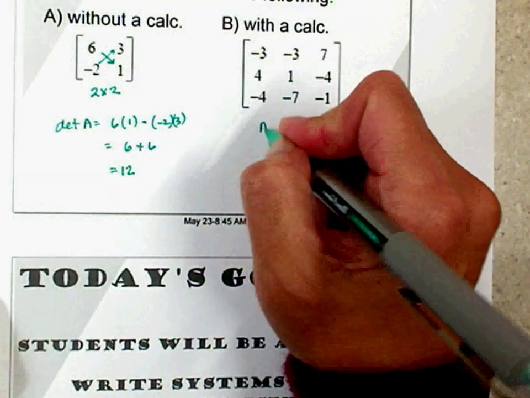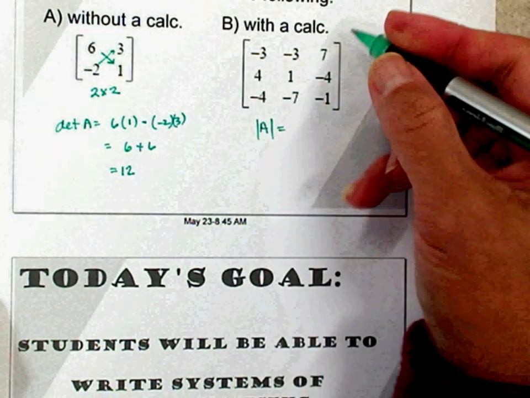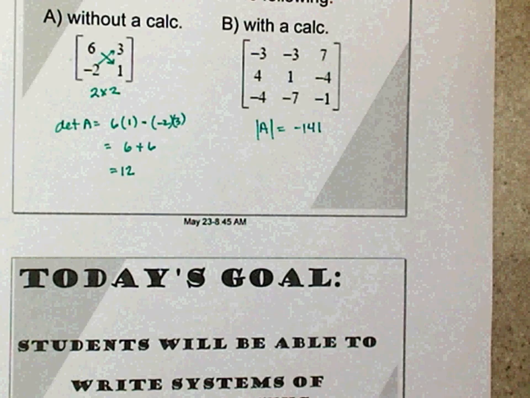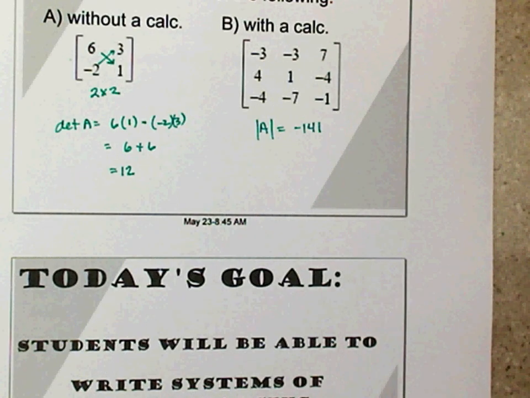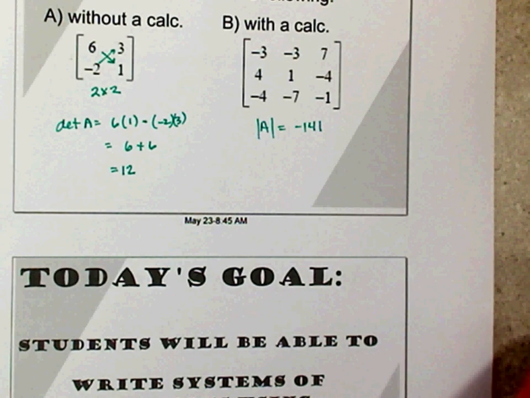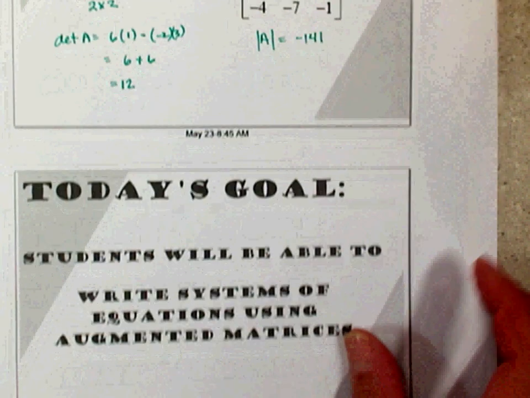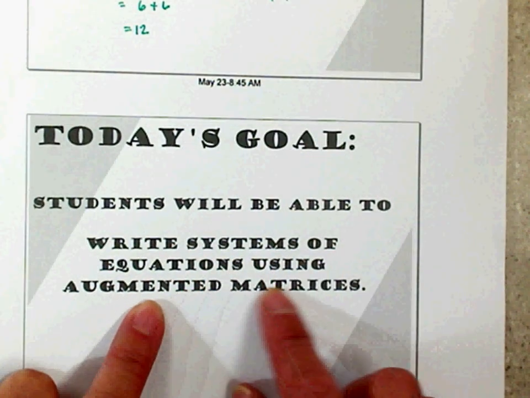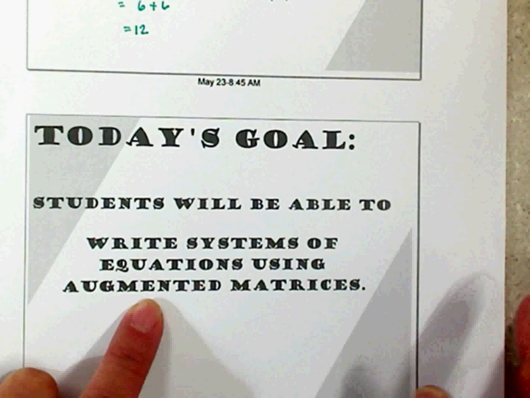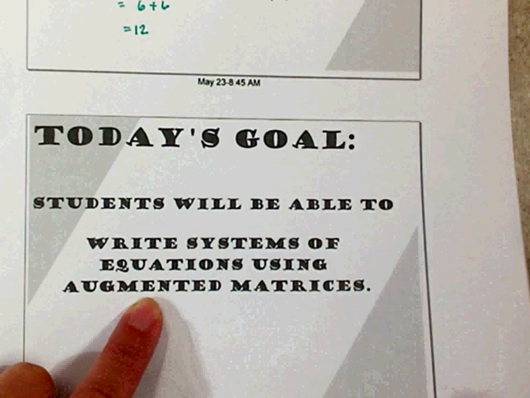All right, and you can write the A like this for determinant, negative 141. All right, there's your warm-up. Go ahead and turn that into the basket, and we're going to move on. All right. Today we're going to learn to write systems of equations using Augmented Matrix, so that way I can teach you guys how to do RREF, okay?